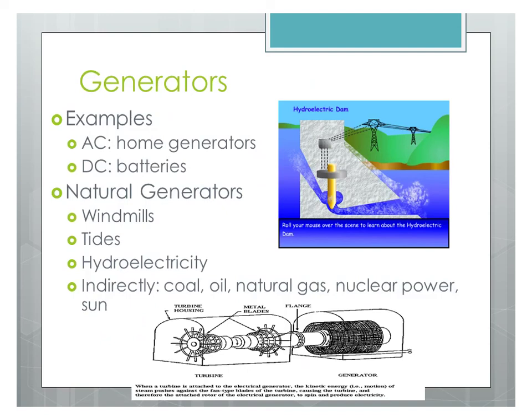Natural generators, the things we use in nature to give us electricity, include windmills, tides, hydroelectricity, so by building a dam we can harness potential energy from the water. Indirectly, we can use coal, oil, and natural gas. We've talked about how nuclear power is an alternative source of energy, and we can also harness the sun's energy through solar panels.